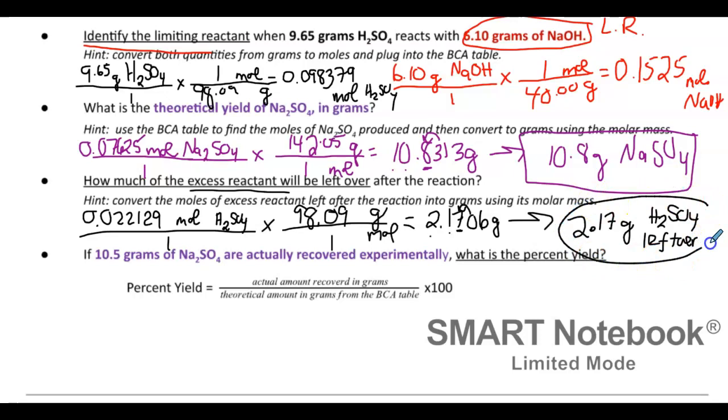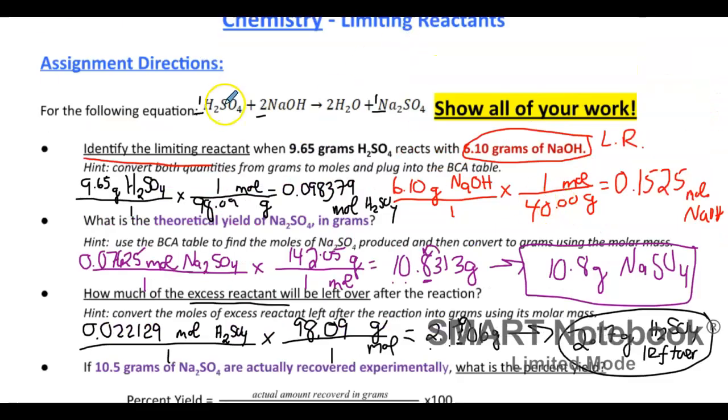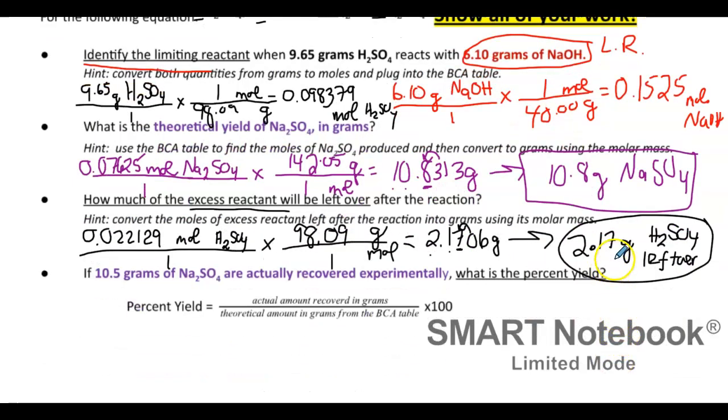Now let's just do kind of a common sense check. I started with 9.65 grams. Could there be 2.17 grams left over? Yeah, that makes a lot of sense. What if we got something crazy like 15 grams left over? Would that be possible? No. So this makes logical sense. It seems like everything's going fine.